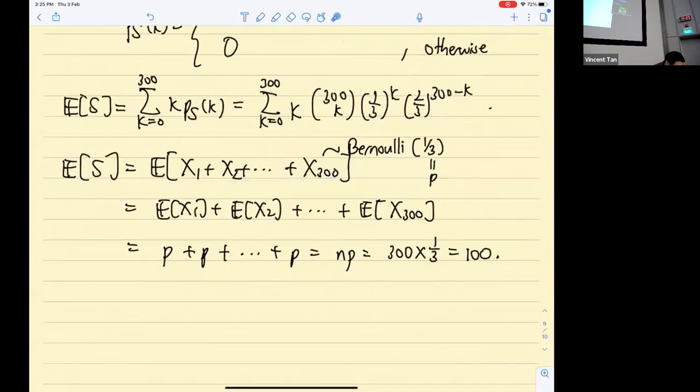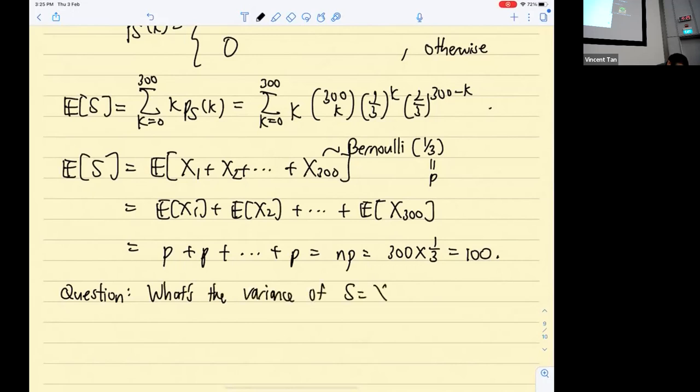Okay, so now here's a question for you, and this question is not in the book. What is the variance of S, which is the sum of a bunch of independent Bernoulli random variables? Now, you may not really know how to do this at this point in time, because I have not talked about some things. But you can keep this question in mind.